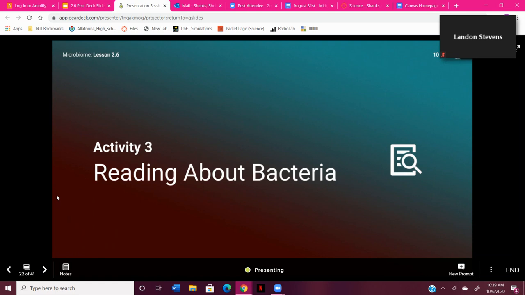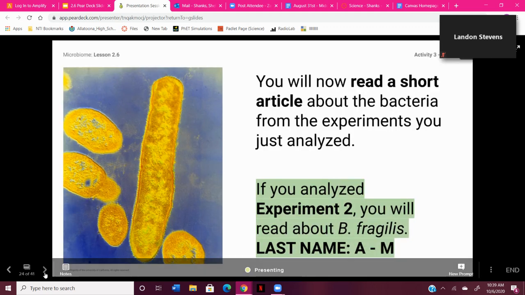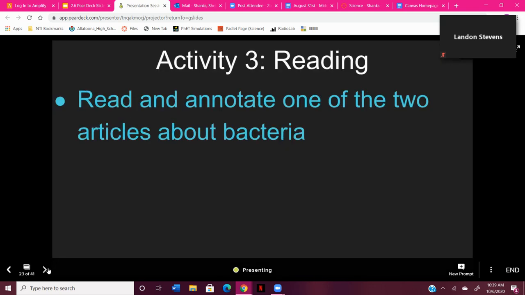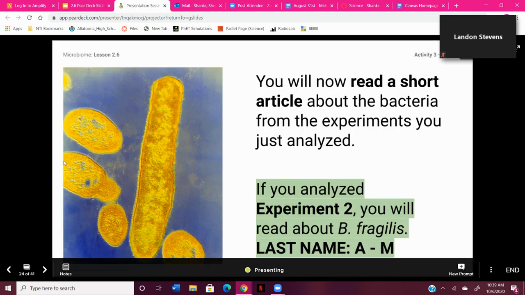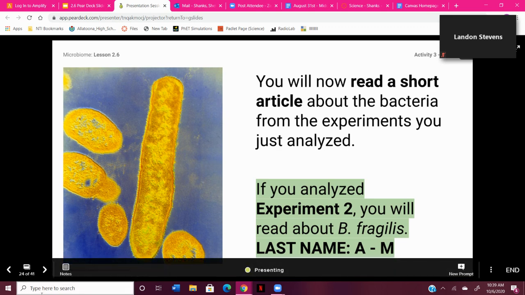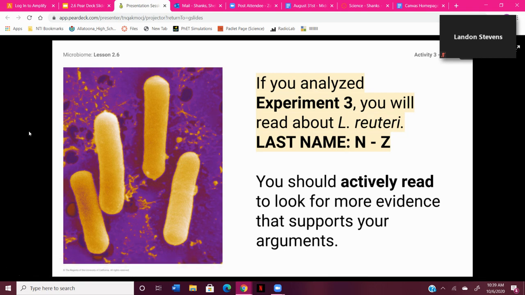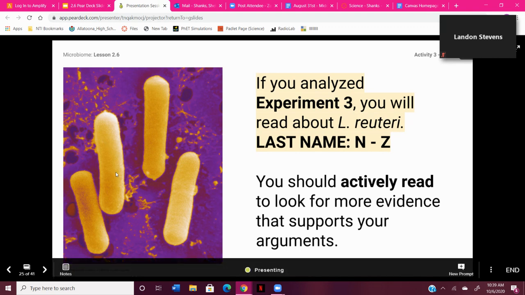Now, we've got a reading. There are 2 articles, and you're only reading one of them, about a certain type of bacteria. If you analyzed experiment 2, which is B. fragilis, you are going to read the article about B. fragilis. If you analyzed experiment 3 about L. reuteri, you're going to read the article about L. reuteri. Somebody yesterday said that these look like cheese puffs.